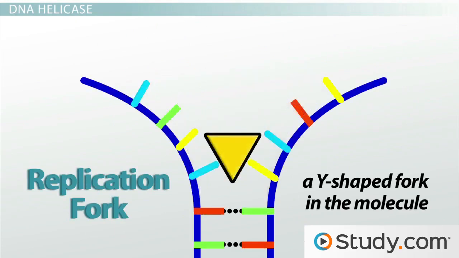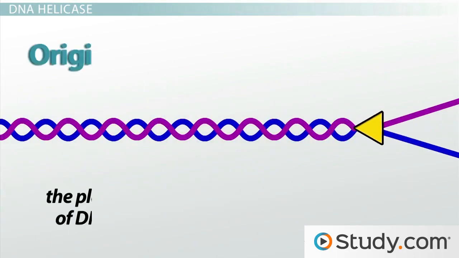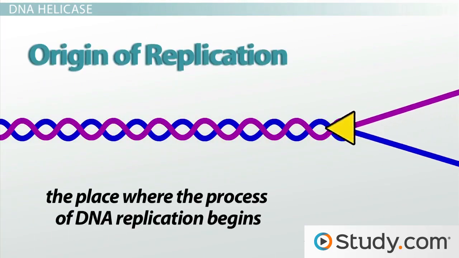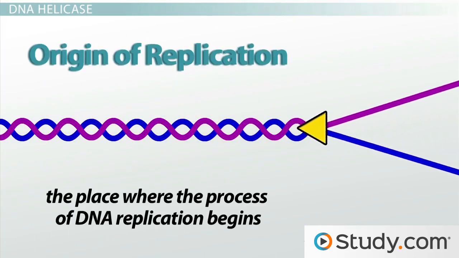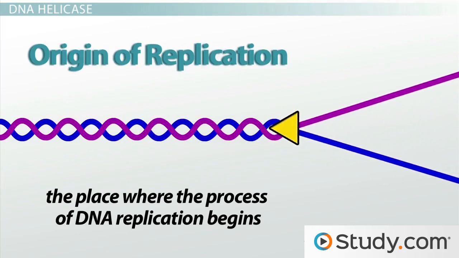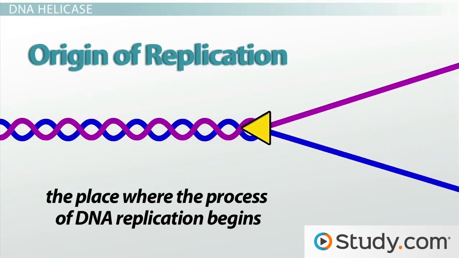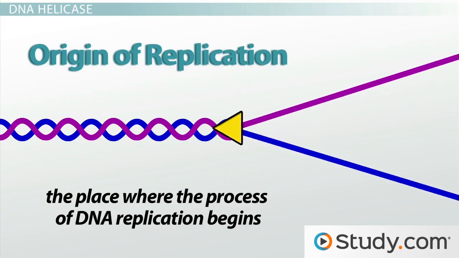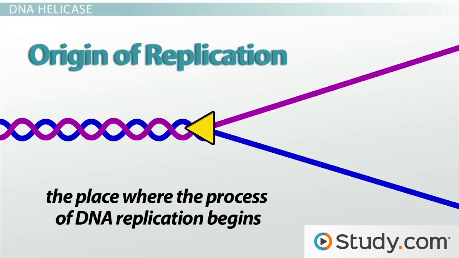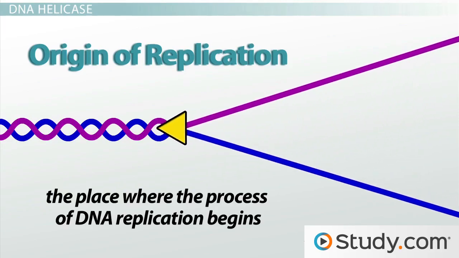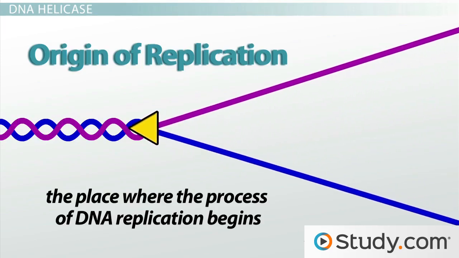The enzyme attaches to the DNA at the origin of replication, which is the place where the process of DNA replication begins. As helicase moves down the length of the strand, the replication fork moves along in its wake. You can imagine that by the time it gets to the end of the strand, all the parent DNA has been split in two.